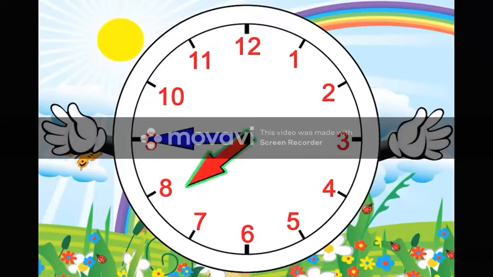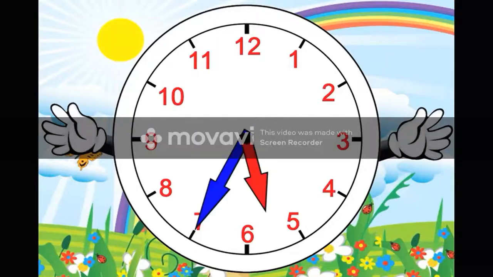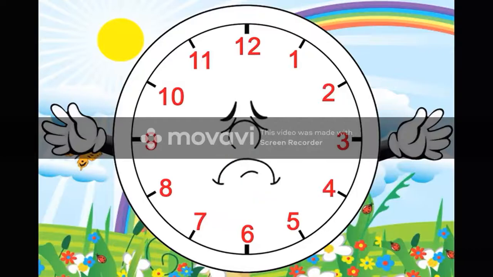Now is the hour of 7, and the minute hand is pointing to what? 5, 10, 15, 20, 25, 30, 35, 40, 45. It's 7:45. One more. The hour is 5. The minute is 5, 10, 15, 20, 25, 30, 35. It's 5:35. Whew, it's exhausting to count by 5s every time, isn't it?